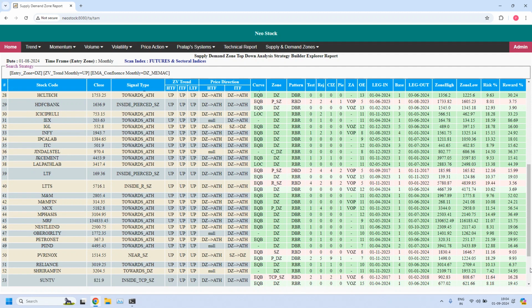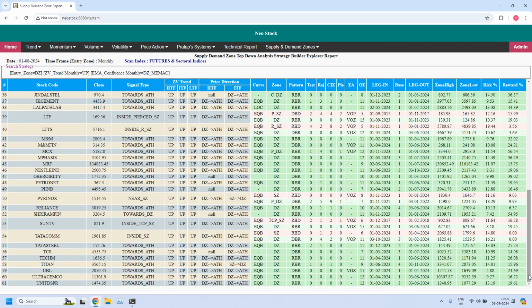Because today many of these stocks are at all-time high zones. By the time price reaches all-time high, it might have violated all the existing supply zones and only then reached all-time high. That's why trend should be uptrend. By the time it reaches all-time high, all supply zones are violated. So total 61 stocks are currently showing. Their zones are having EMA confluence and also trend is uptrend.